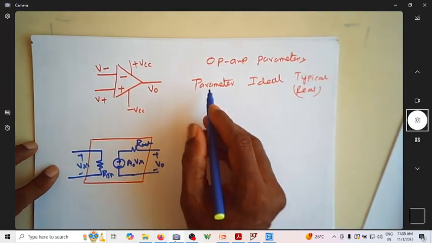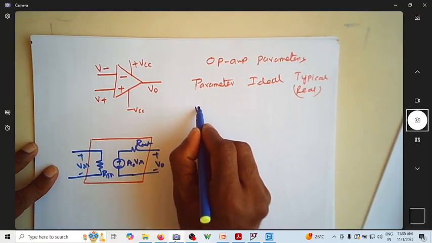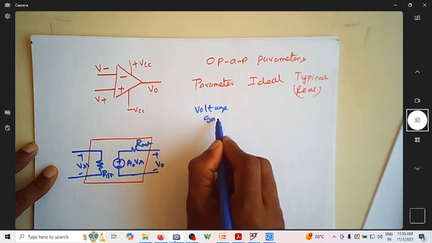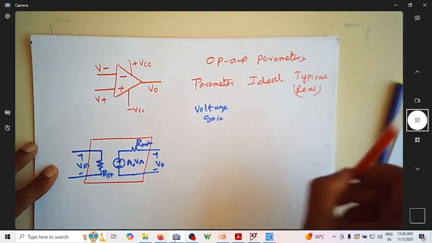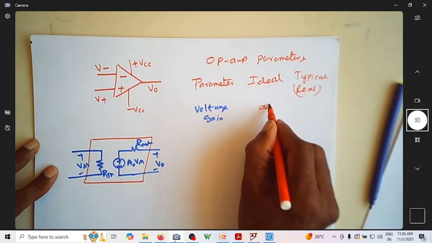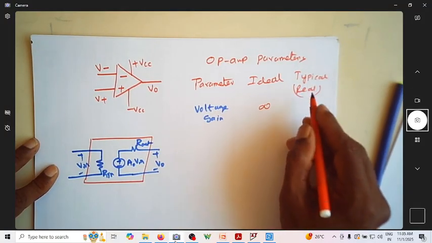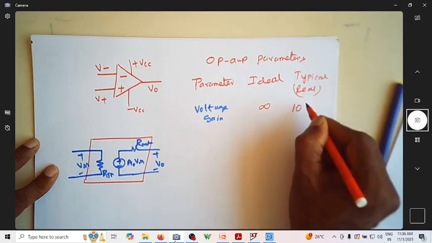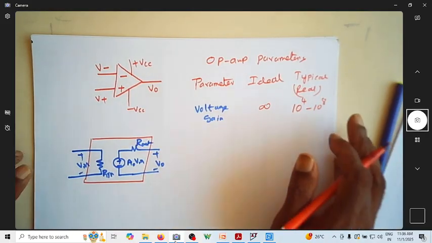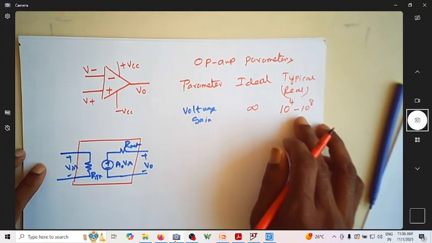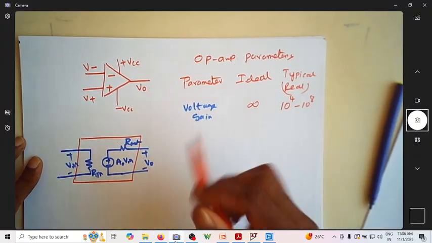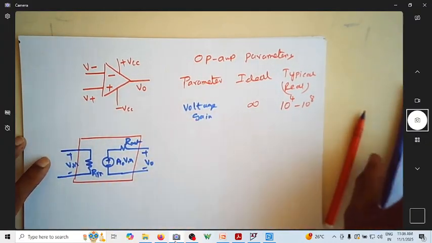Now if you consider the voltage gain of an operational amplifier, ideally this gain should be infinite, whereas the typical gain can vary from 10 power 4 to 10 power 8. This is the range of typical gain of the op-amp. When we say gain, it is invariably the voltage gain.